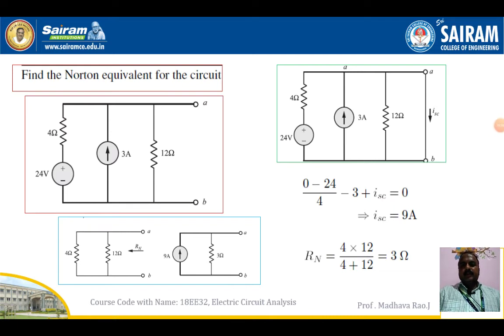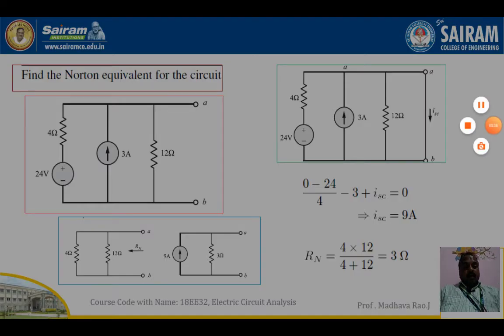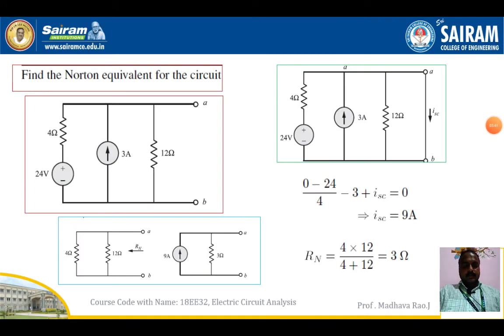So here we have to find the Norton's equivalent circuit. By seeing the circuit itself, it looks big, but the solution will be simple. So we have to follow the procedure. So what is the procedure we have to follow?